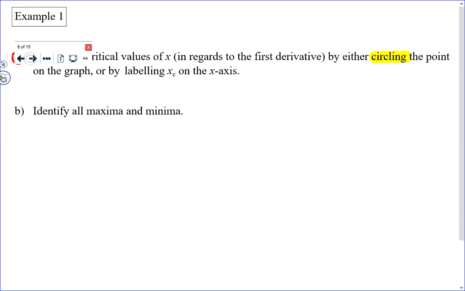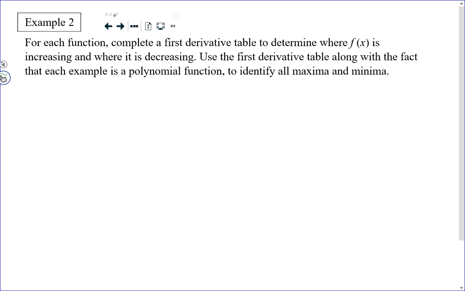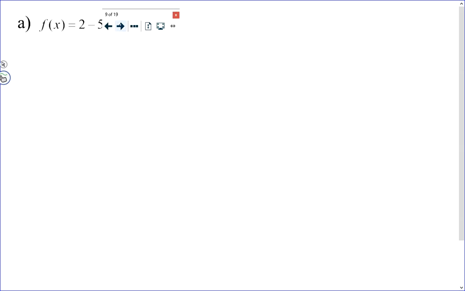Now let's take a look at the actual math here. Example 2 says, let's algebraically find maxima and minima for a variety of functions. And the first function is very simple. This is a quadratic function.